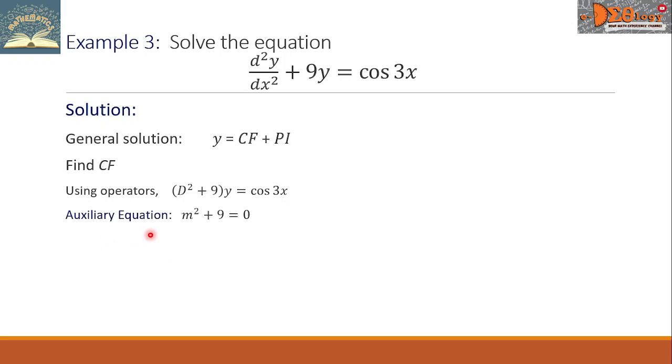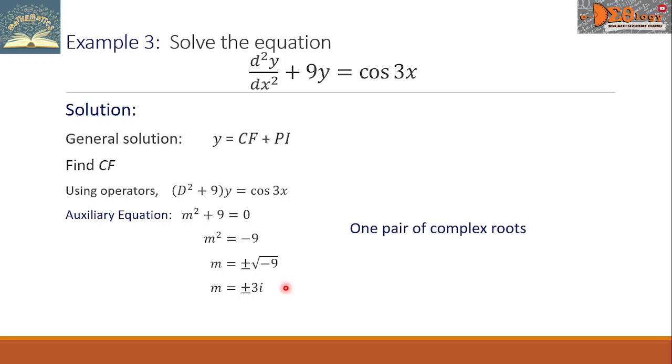The auxiliary equation is m squared plus 9 equals 0. Let us solve for m. So we have m squared equals negative 9. Let us take the square root of both sides. We have m equals plus or minus the square root of negative 9. And we simplify this further into m equals plus or minus 3i.